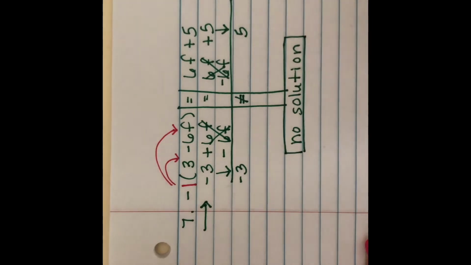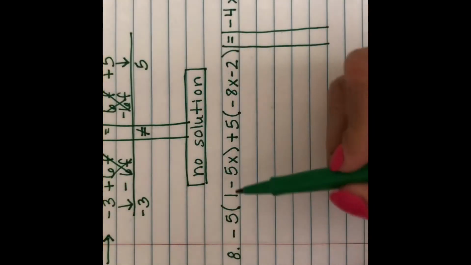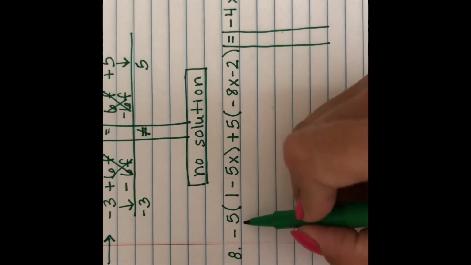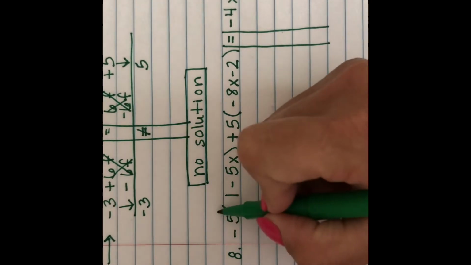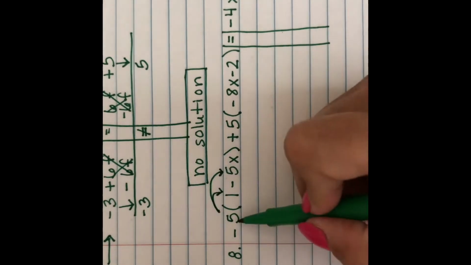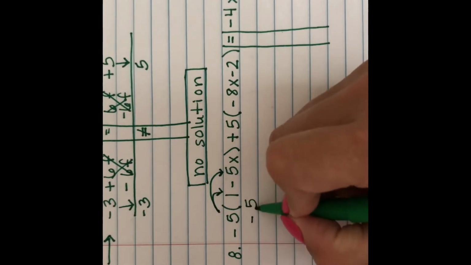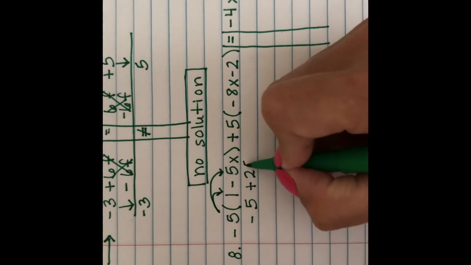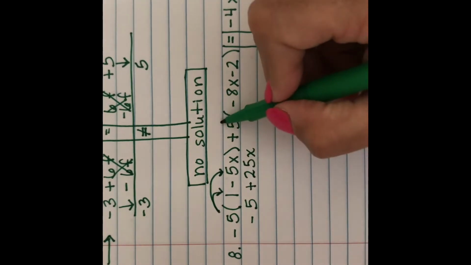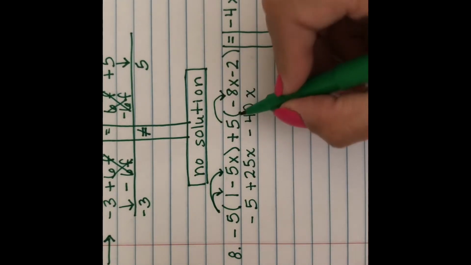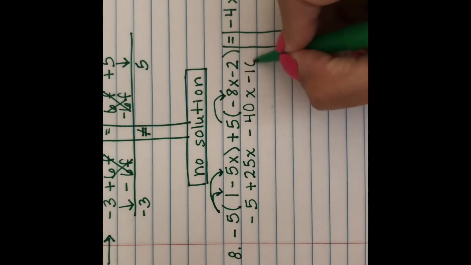Okay, I have two different places where I have to use the distributive property here on the left side. So I'm going to start with -5 times 1 and -5 times -5x. -5 times 1 is -5. -5 times -5x is +25x. 5 times -8x is -40x. 5 times -2 is -10.